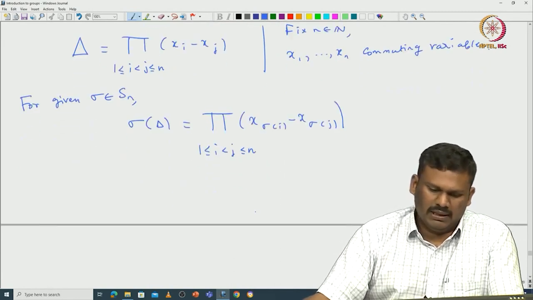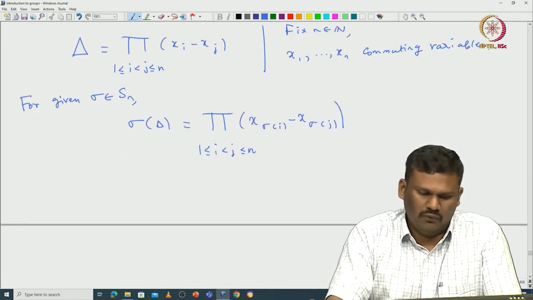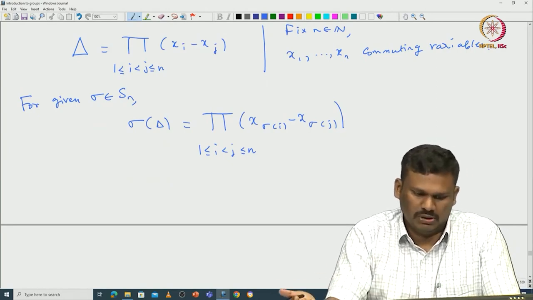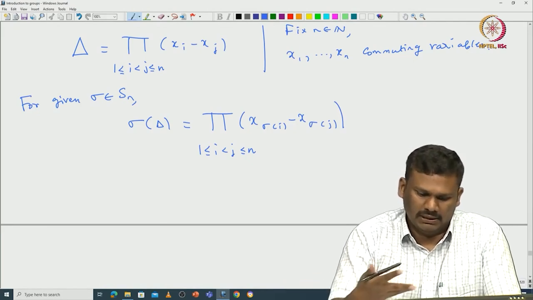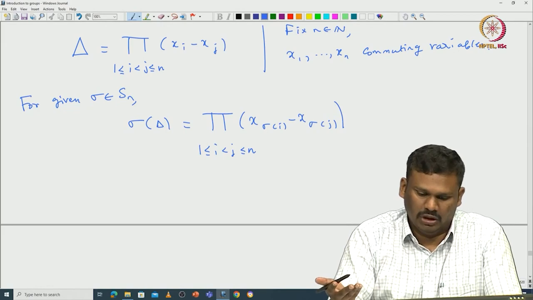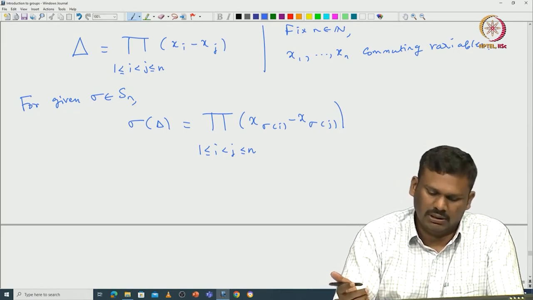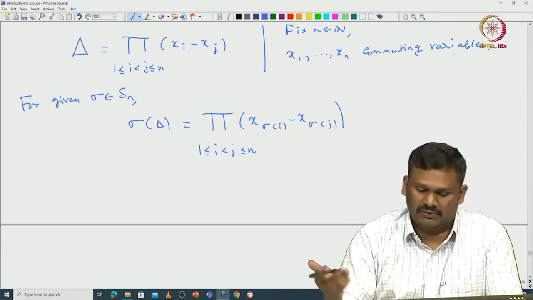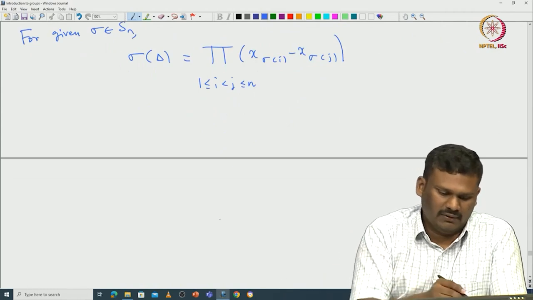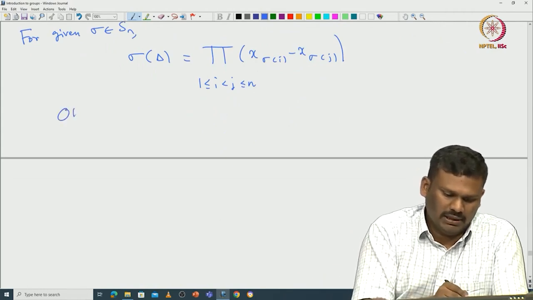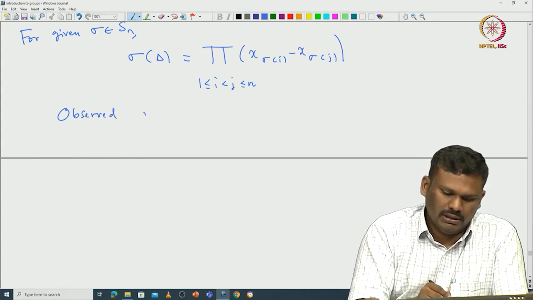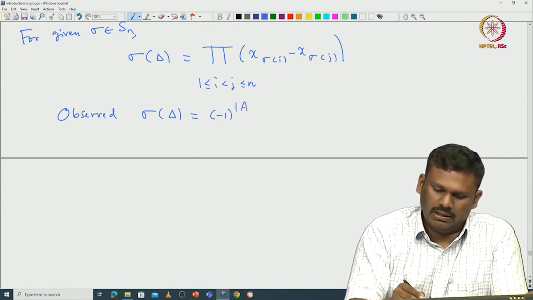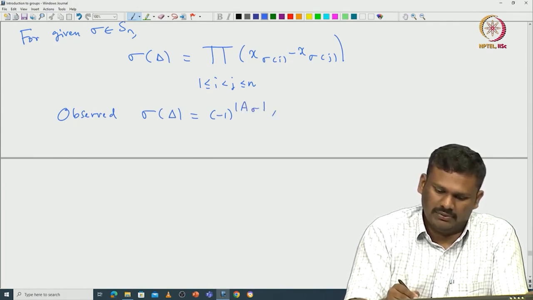But one can actually, like I said, one does not need to involve the determinant directly. One can work with the Leibniz formula of the determinant, and then we can define the sign map without getting into the actual determinant. But in some sense, the determinant properties are hidden in the definition of sign map. Anyway, what we have observed is that this sigma of delta is given by minus 1 power the cardinality of A sigma times delta.